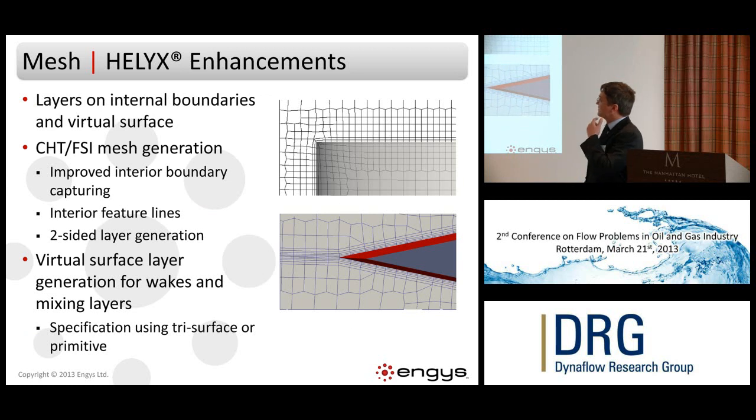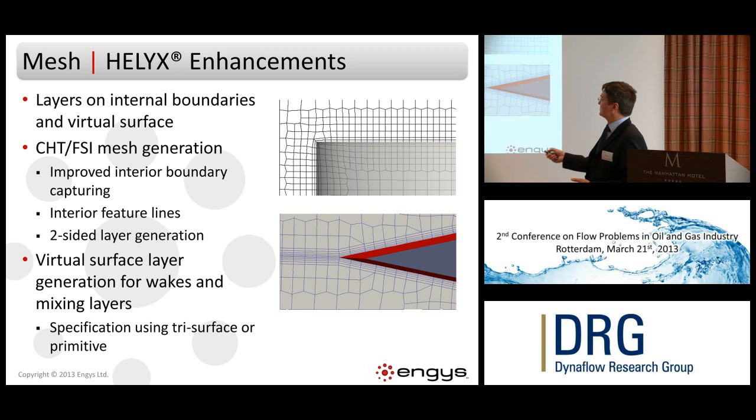Then something that's very important for FSI, or specifically for CHT, conjugate heat transfer, is to have layers on both sides. If you only have layers on the fluid side or only on the solid side, then you're going to lose the high gradients in temperature that you see across the fluid-solid interface. And what we've done is to allow these interfaces to be meshed as a kind of baffle, and then we put layers on both sides.